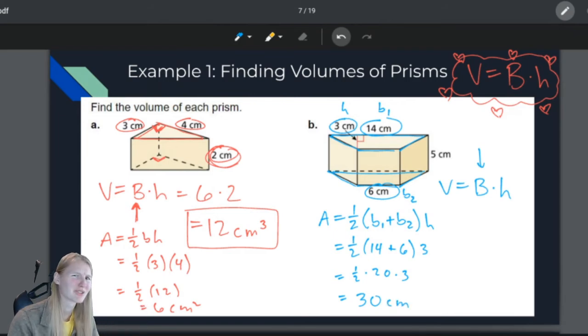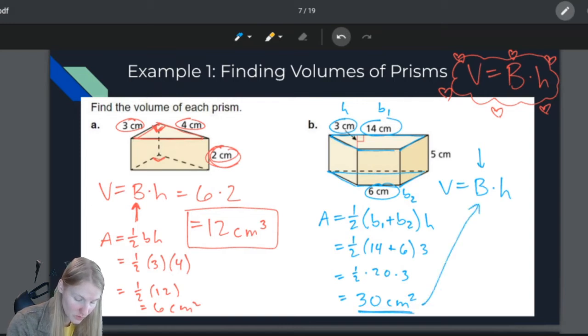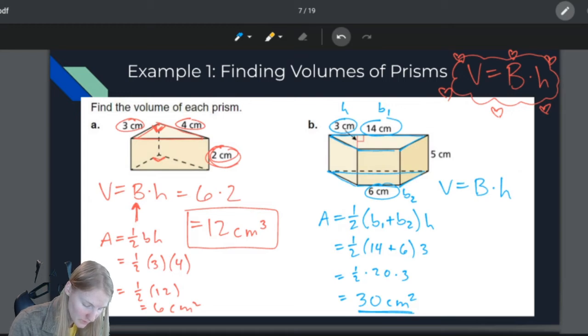Centimeters squared? Cubed? How do you know? Remember, area is 2-dimensional. Area is 2-dimensional, volume is 3-dimensional. So this is our capital B right here. Now we just plug that in, we plug the height of the prism in, and we can get our volume. So we have 30 times.